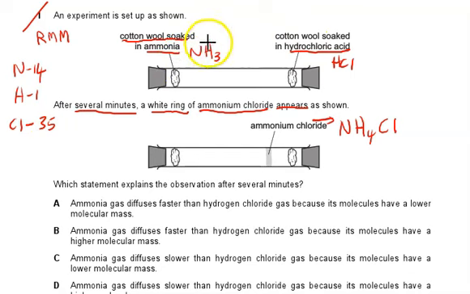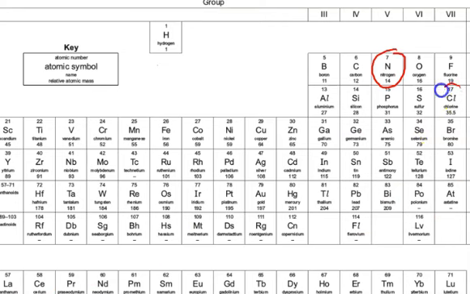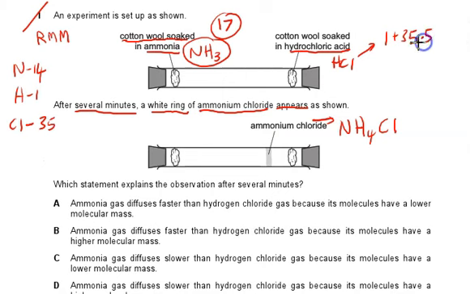If you add here, you have 14 plus 3, so the total is 17, and here you have 1 plus 35. Is it 35 or 35.5? The chlorine here is 35.5, so the total RMM here is 36.5, which is a bit heavier. So it has a high inertia, and the ammonia is lighter, so it will diffuse much faster, and this one will move a bit slower.